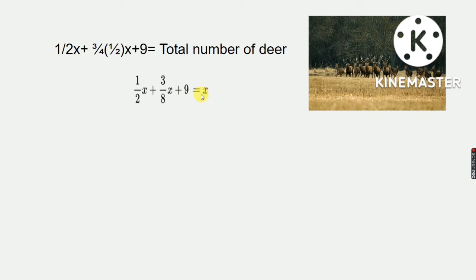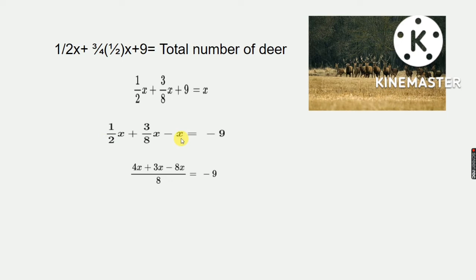So 1 upon 2x plus 3 upon 8x minus x. When we shift any variable or constant to the other side, its sign gets changed. So x would become minus x, and when we shift 9 to the other side, it would become minus 9. Now we would take the LCM of 2, 8 and 1.